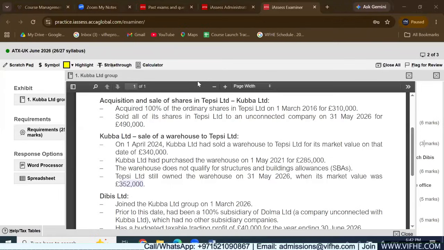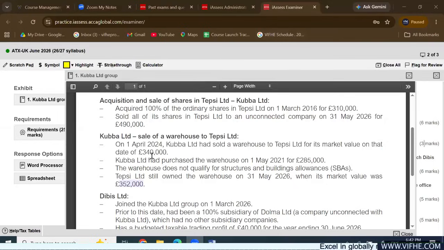Yes, when the transaction actually took place, because the exact matter is the transfer of the asset, and precisely Tepsi Limited acquiring the asset at that time, what exactly the market value of the asset was, what exactly the genuine price of that building was, that is to be taken as the purchase price for the purchaser, and this is the value on which SDLT shall have to be calculated.